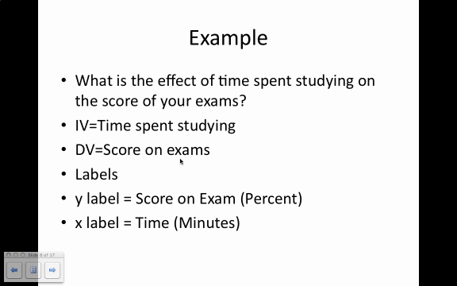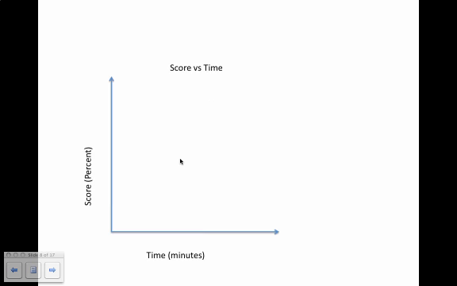For the x label, time spent studying, the unit that I chose for this is minutes. Now when you put it on your graph, you don't have to write out minutes. You can do an abbreviated form if you would like. So here we have score versus time.